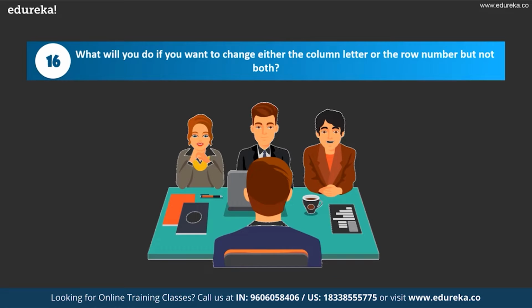So now let's move on towards the next question, which is, what will you do if you want to change either the column letter or the row number but not both? To do this, you must make use of mixed cell referencing. Here, either the row number or the column letter will change, but not both of them.